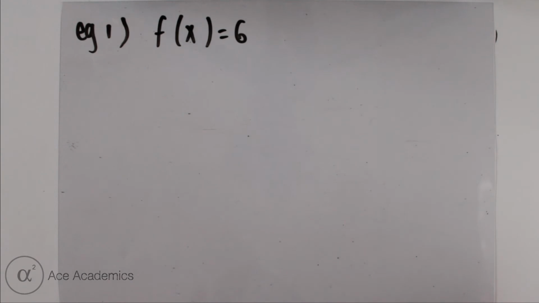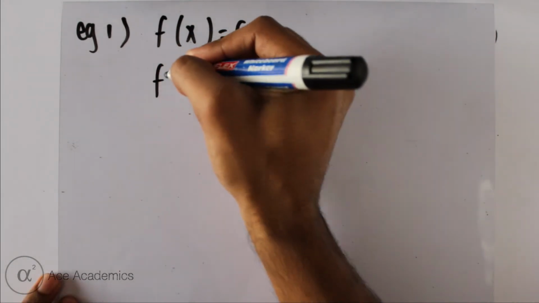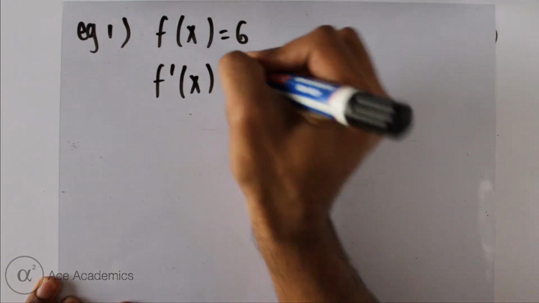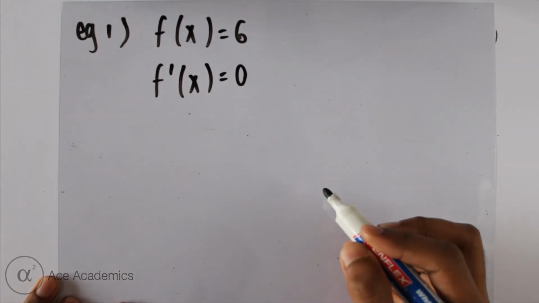Now, let's look at some examples. The first example, f of x equals 6. Now we know 6 is just a constant. So if we apply the first rule of differentiation, which is the derivative of a constant is 0, then the derivative of the above function is just equal to 0.